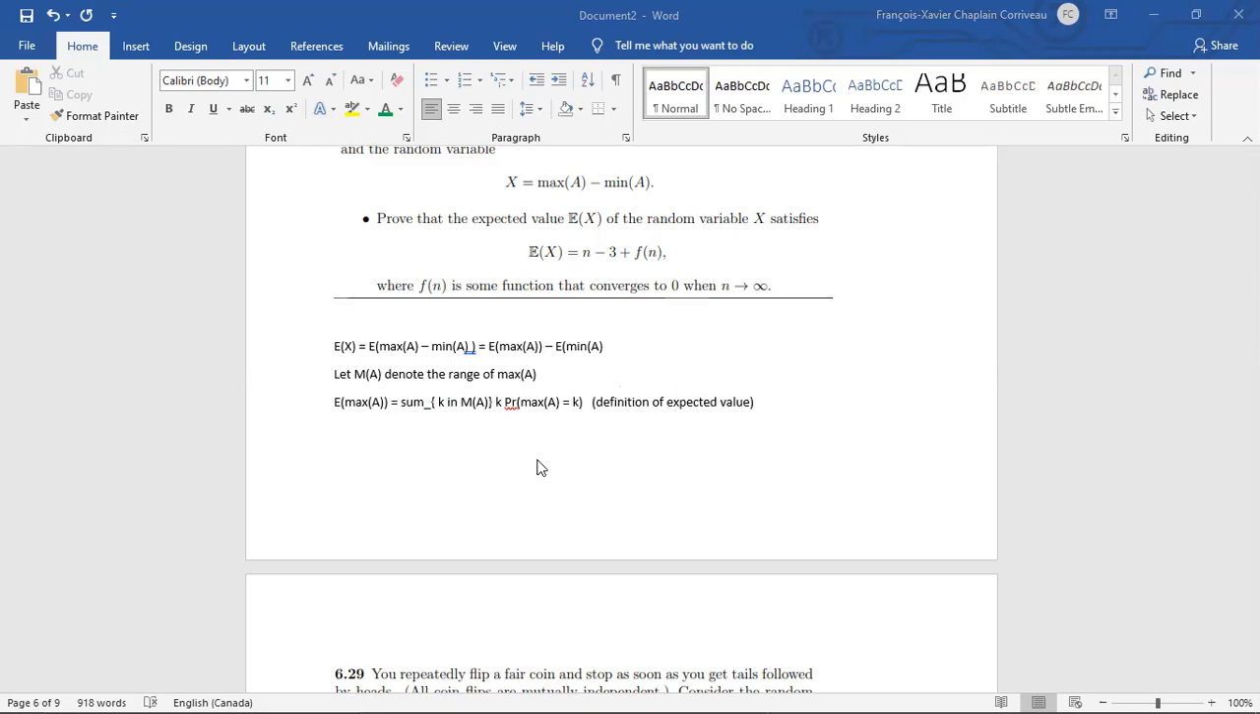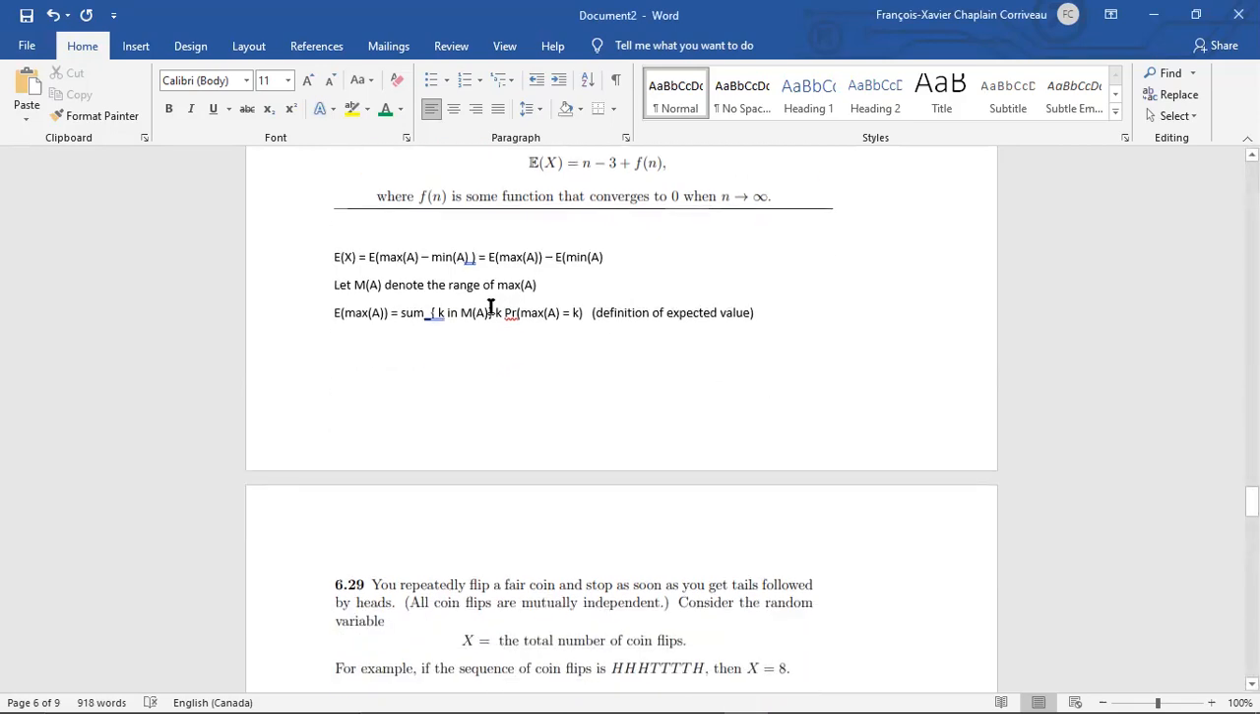Okay, so what next? We have two things to think about. What is the range of M_A, the maximum? How small can my maximum be? It's 0 to n, exactly. So the range is just from 0 to n.